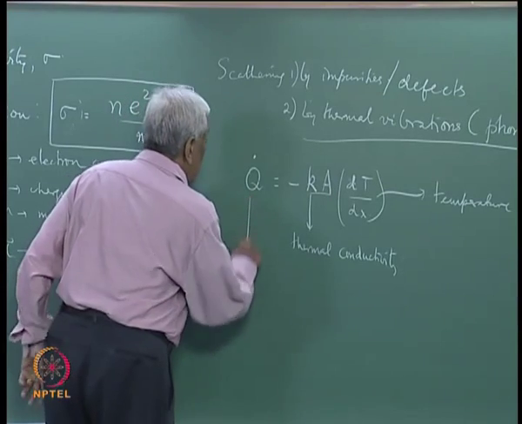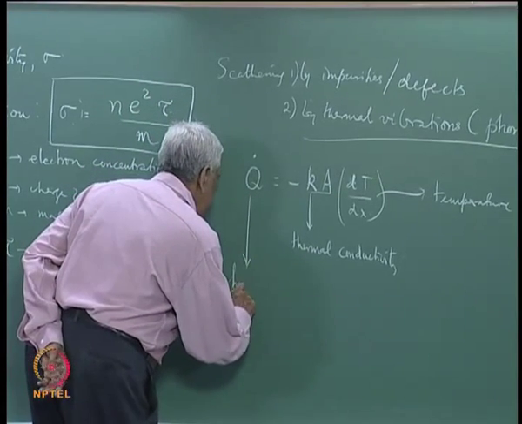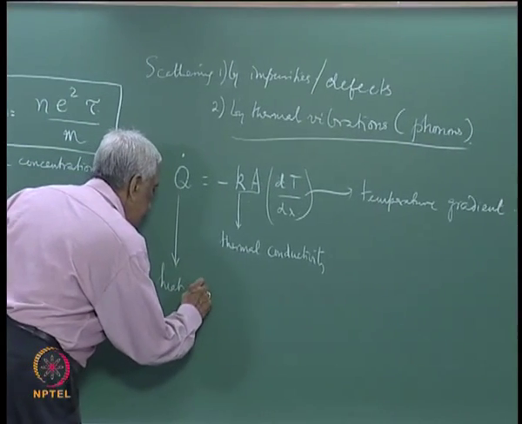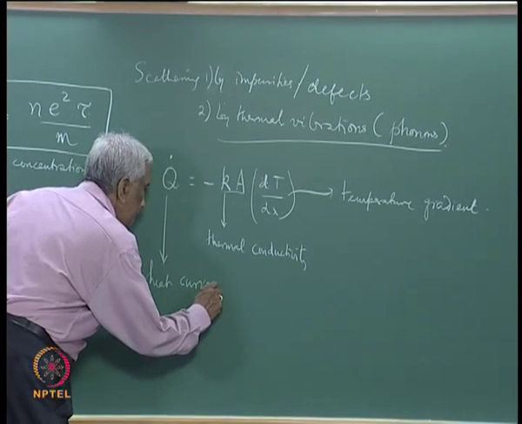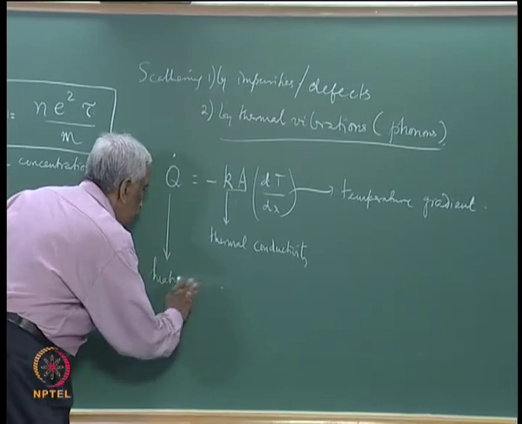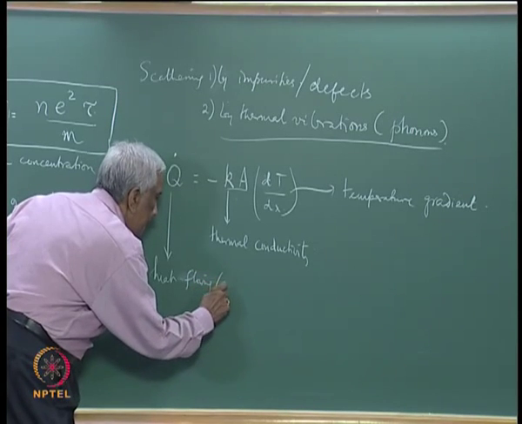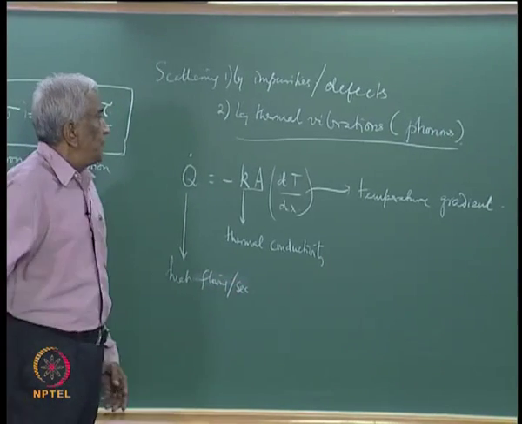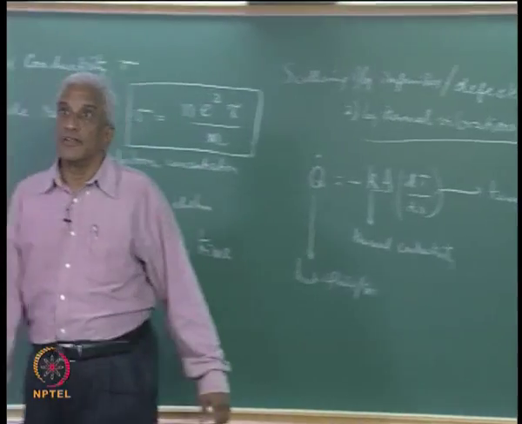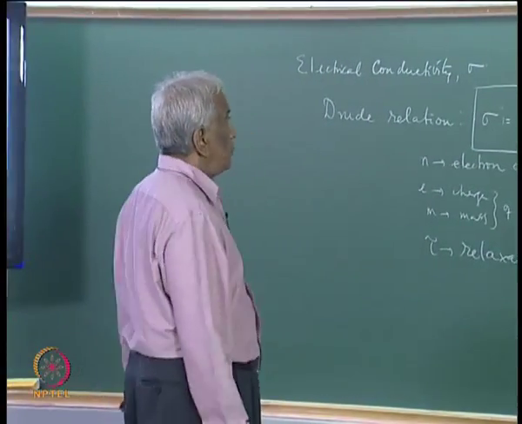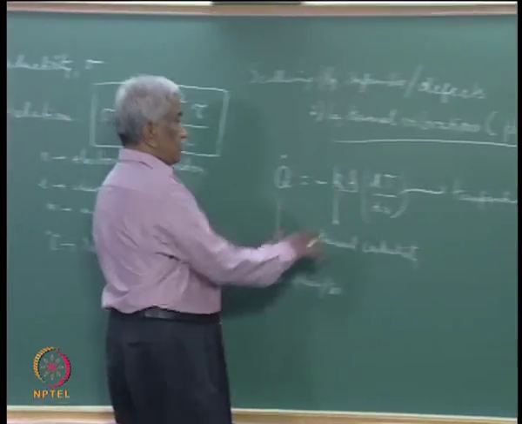This is the heat current, or the quantity of heat flowing per second. And this is the area of cross section, A is the area of cross section. So, this is the standard heat conduction equation.